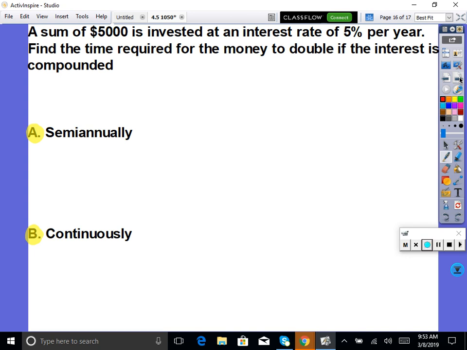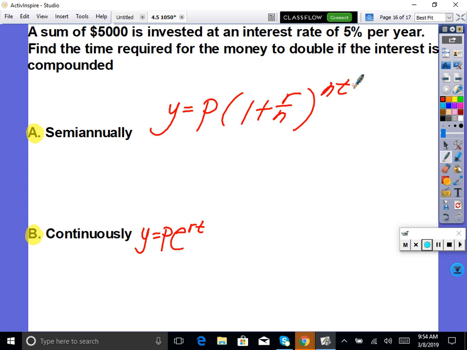The sum of $5,000 is invested at an interest rate of 5% per year. Find the time required for the money to double if the interest is compounded semi-annually and continuously. There were 2 different formulas. For compounding continuously, it was y is equal to p times e raised to the rt. For compounding a certain number of times a year, it was y is equal to p times 1 plus r over n raised to the nt. So we're just going to plug and chug and then solve for what we need to know.